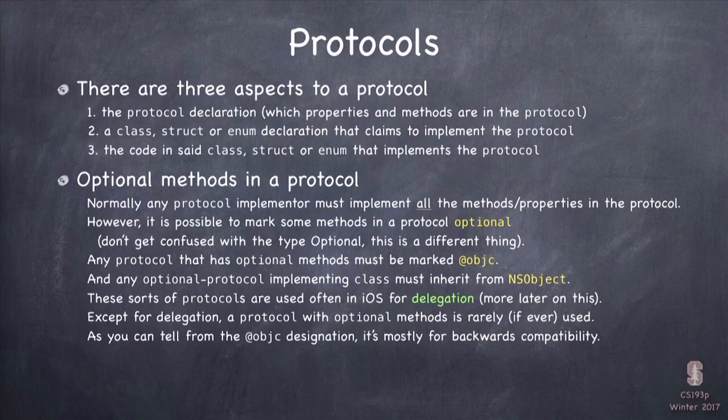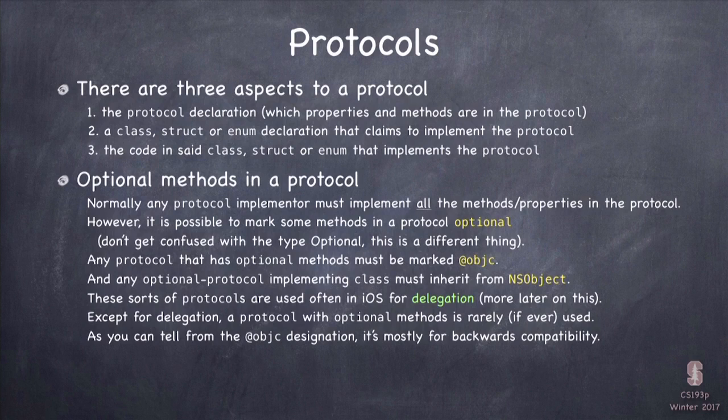Now, I'm going to talk about a feature with protocols called optional methods. This is not optional like the optional type. This is a different optional. It means that the methods in the protocol are optional. You don't have to implement them, and you can still say that you implement this protocol. Now, this is an Objective-C thing. This is not really a Swift thing. In Swift, when you have a protocol and it has a bunch of methods in it, if you're a struct or a class and you want to say you implement that protocol, you have to implement all of them.